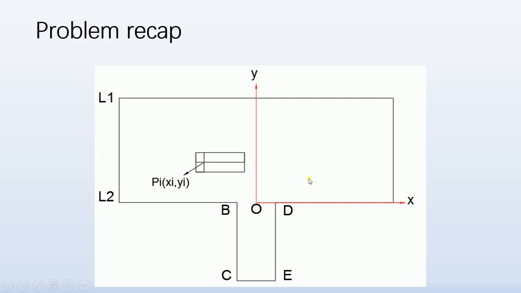The space between L1 and L2 is the road, and BCED is a parking space, and our car is somewhere in the road, and our job is to park the car into the parking lot. First, an XY coordinate system has been built, and the origin is at the midpoint of BD.